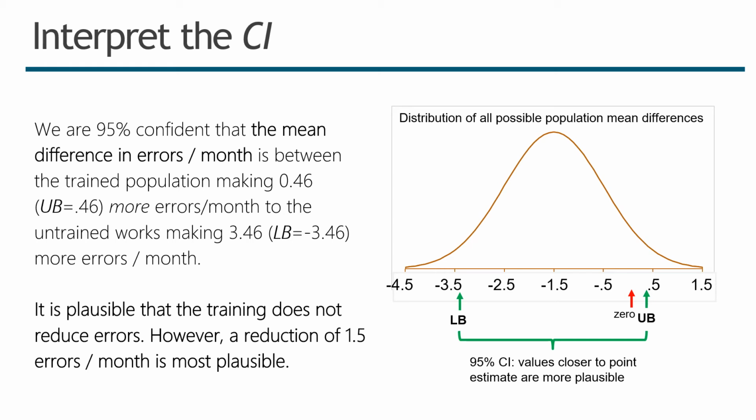After you've attained the upper bound and lower bound values, it's important to interpret them. From this 95% confidence interval, we've learned that we can be 95% confident that the mean difference in errors per month is between the trained population making about a half an error more per month to the untrained workers making 3.5 errors more per month. While it's plausible that the training doesn't make any difference at all, because again, 0 is in the range of plausible values, the most likely mean difference is that the trained population makes 1.5 fewer errors per month.